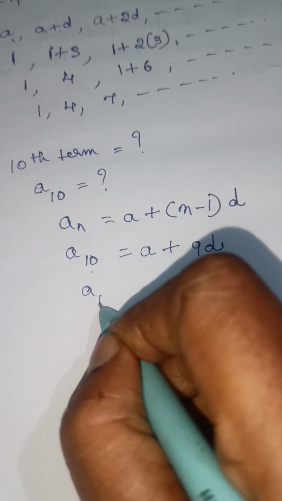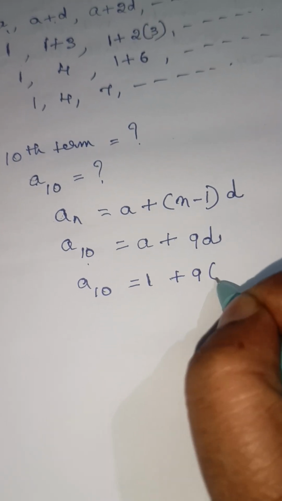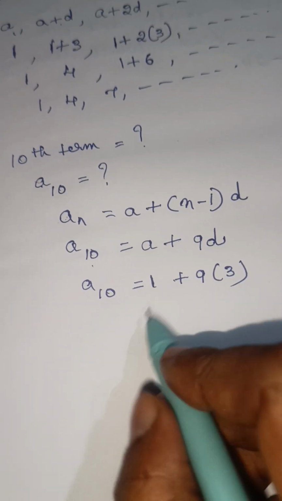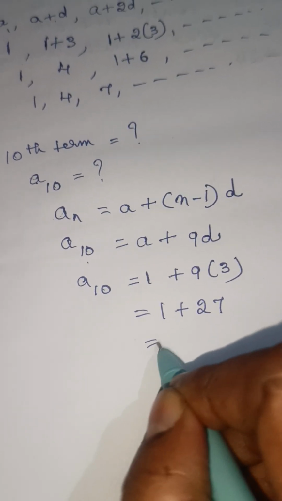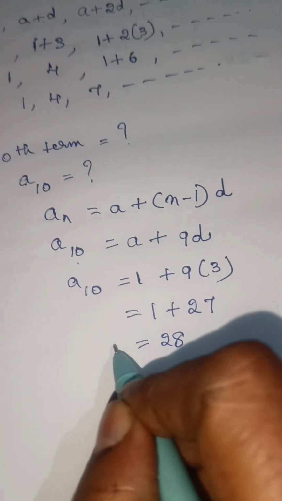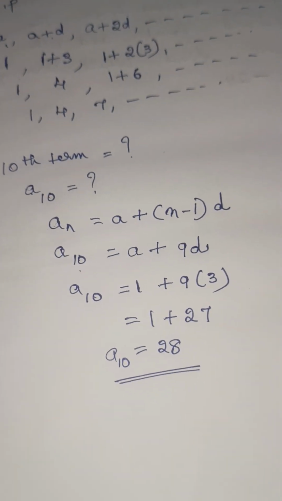So substitute the value for A and D. A is 1 and D is 3. So it will be 1 plus 27, which is equal to 28. So the 10th term will be 28.